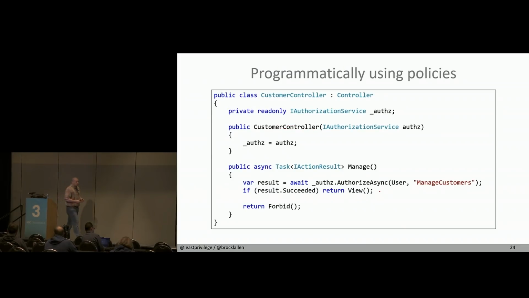Also, we can call this programmatically. The authorization service is actually a service in DI. So instead of just using the attribute, you can do this programmatically within your code. This actually makes your action method unit testable, if you wanted to do it this way. This also allows you to call the logic from multiple places.